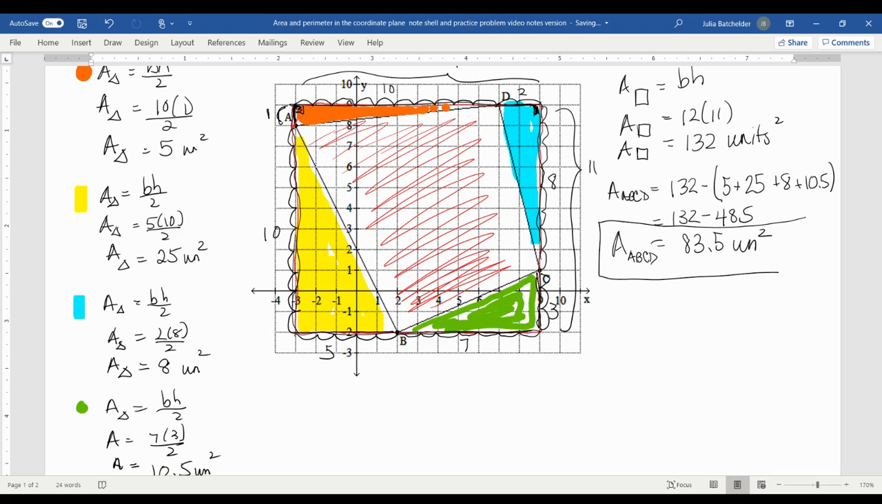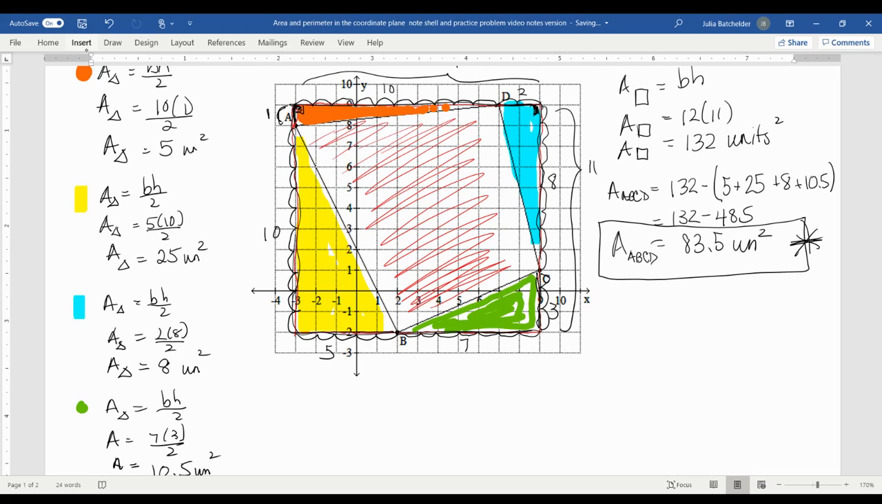So it's kind of cool. I really like this method because you can kind of picture having scissors and just snipping off the parts that you don't like. So that gets us our area. And then our next job is to find our perimeter.